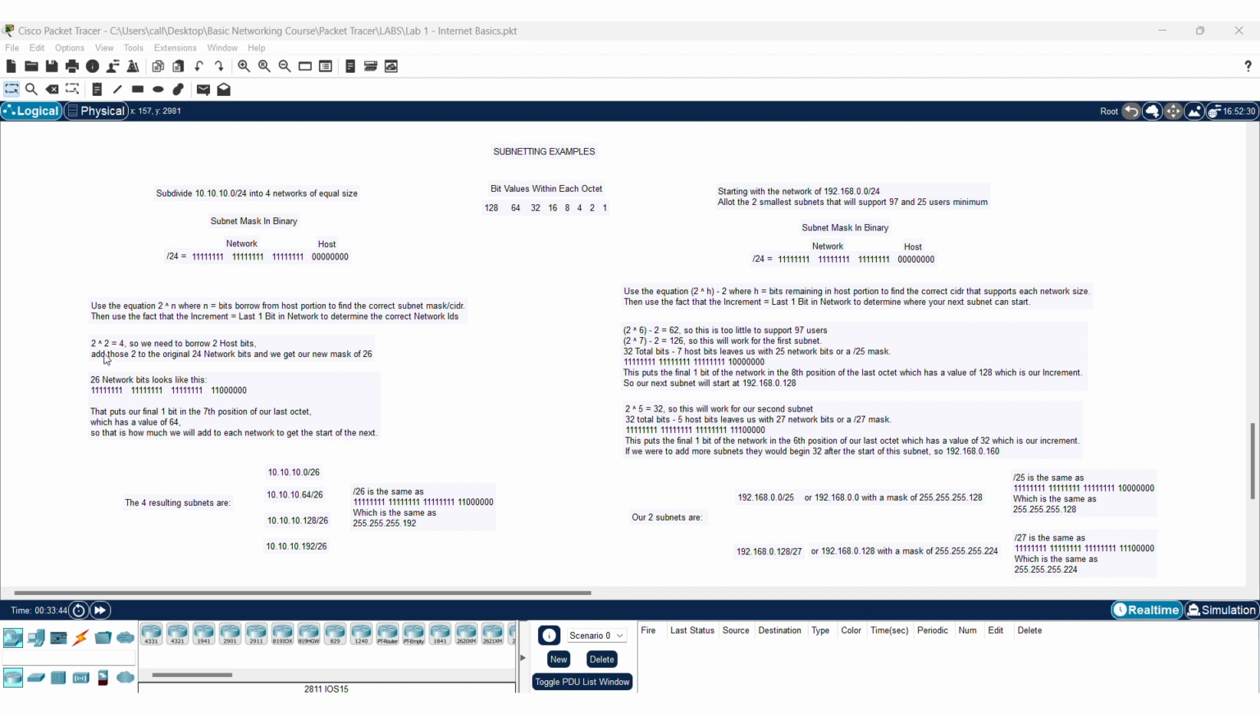So 2 to the second is going to equal 4. That's what we want, 4 networks of equal size. So we're going to borrow 2 host bits. We add those 2 host bits to the original 24 that we've got right here. We're going to get a new mask of /26. These 26 network bits would look like this: 8, 8, 8, and then 2 in the last section.